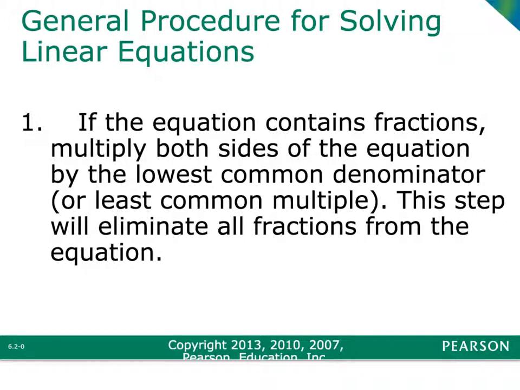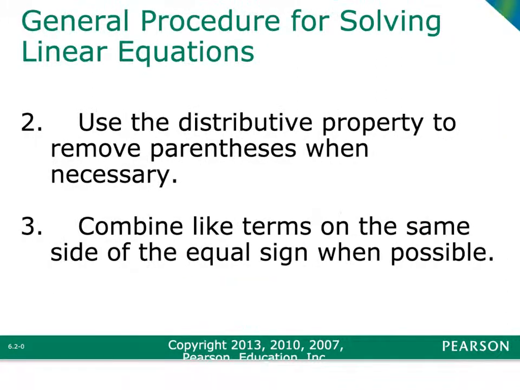So in general, there's a 4-step procedure to solving linear equations. The first thing you want to do is check to see if there's fractions on either side. If there's fractions, you want to eliminate all the fractions by multiplying by the lowest common denominator. Once your fractions have been removed, you want to get rid of any parentheses that are in the problem. The way you're going to get rid of parentheses is by using the distribution property.